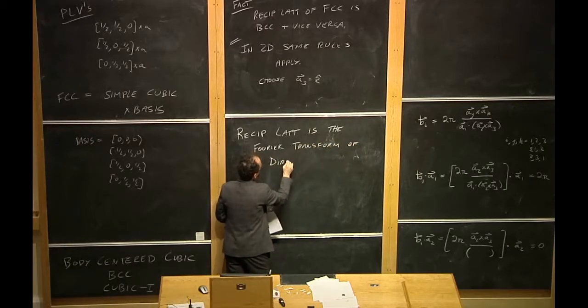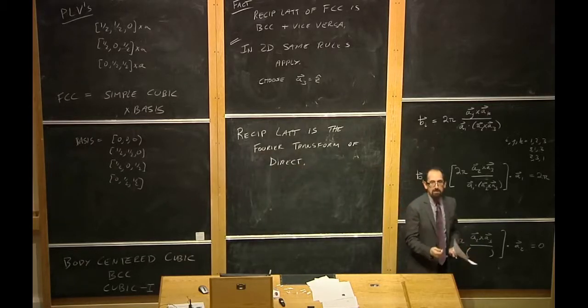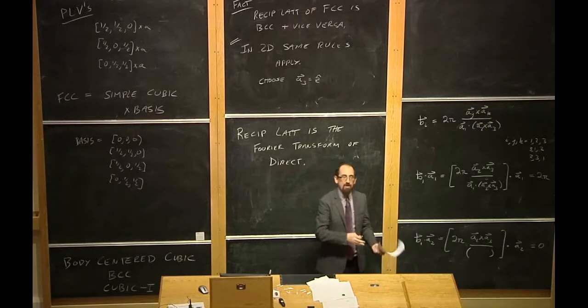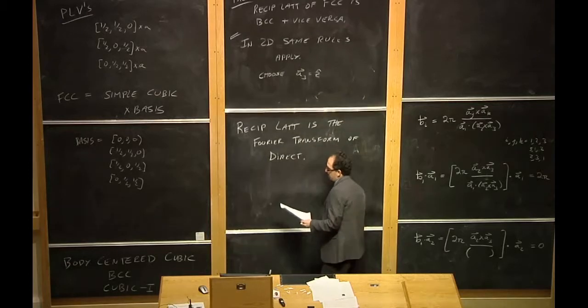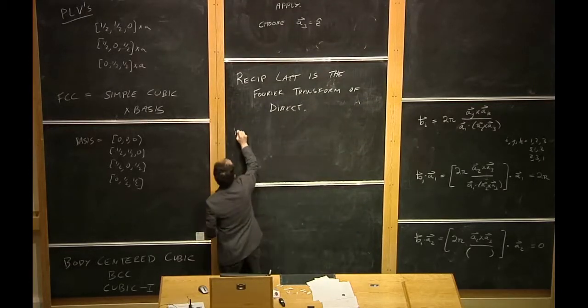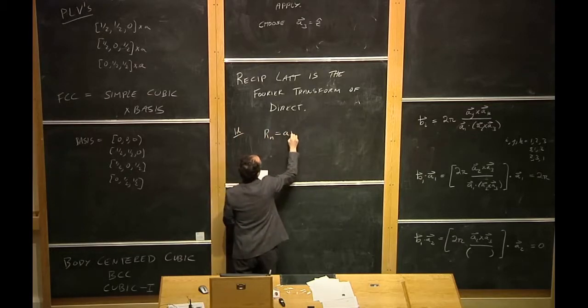This maybe isn't surprising because the reciprocal lattice lives in k space and the direct lattice lives in real r space. And we know to get from r space to k space, you frequently have to do things like Fourier transform. But let me see if we can make this a little bit more rigorous. Let's do it in 1D again. So our lattice vectors R_n equal a times n.